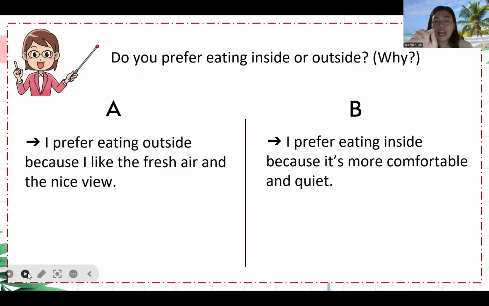You act as an examiner, the one who asks the questions, and you also pretend to be student A and student B, like that. So it depends upon your ideas. Just practice speaking, giving your opinion and giving a reason because I like. Do not just say I prefer eating outside. That's not the end. No, give a reason. Why? Because I like the fresh air and the nice view outside.